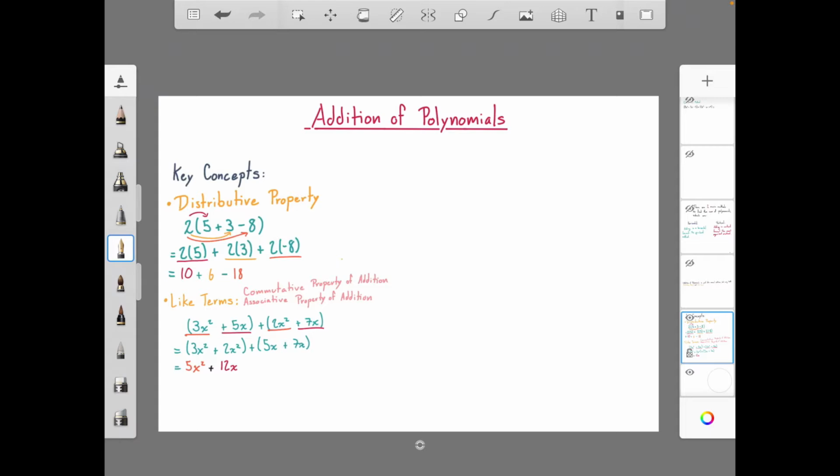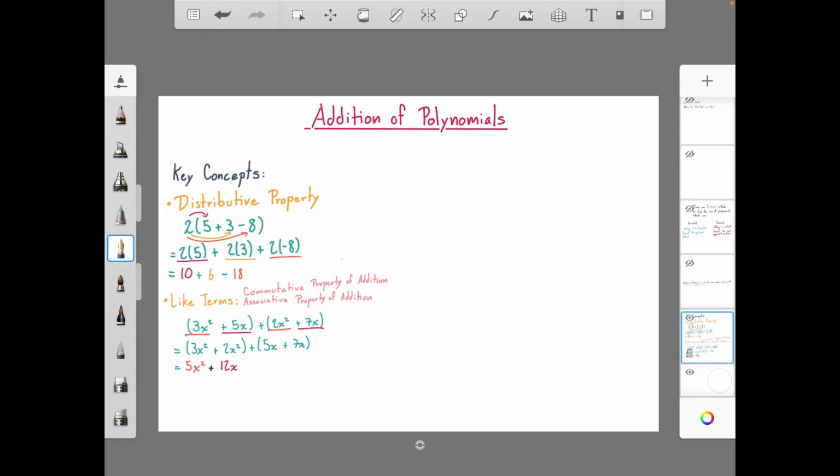Okay, so first is the distributive property, which is when you have a number or variable being multiplied by a polynomial. In this case we have 2 being multiplied by 5 plus 3 minus 8. As you can see, the 2 is being distributed and multiplied by each one of the numbers. So now we have 2 times 5 plus 2 times 3 plus 2 times negative 8, and then we have our final answer, which is 10 plus 6 minus 18.